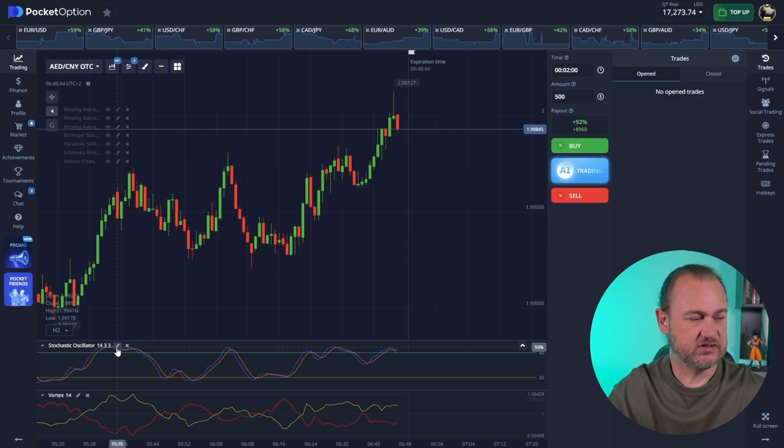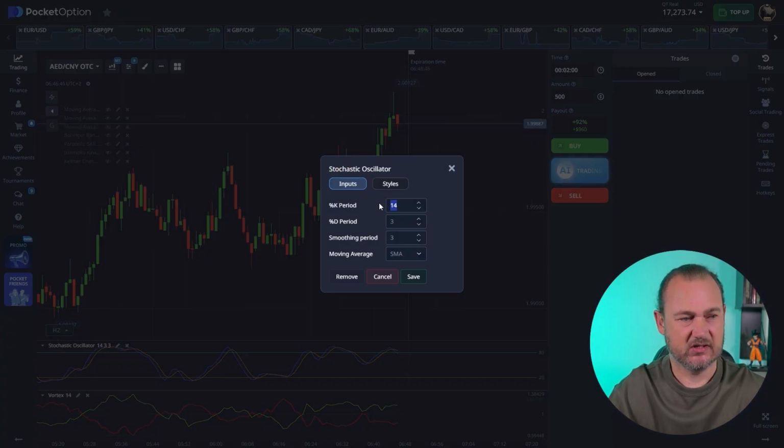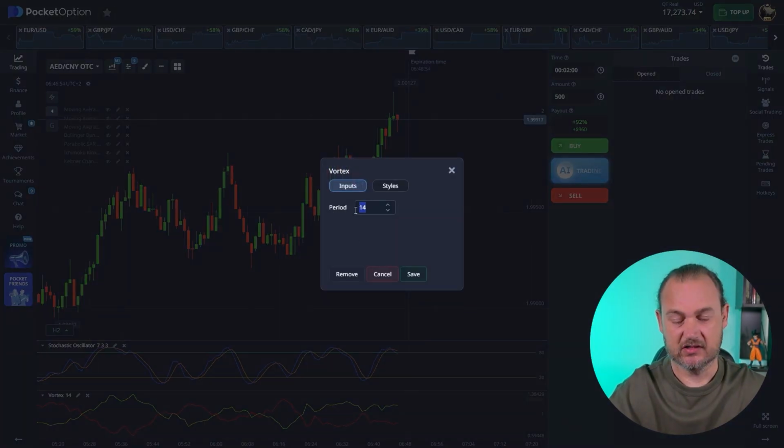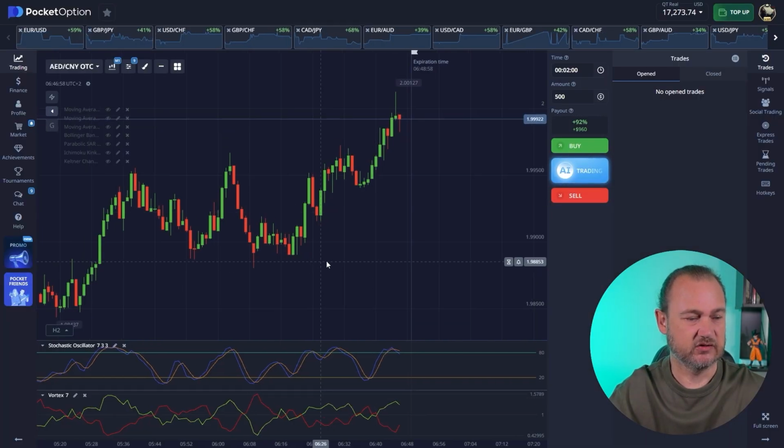We're going to make some changes to the indicator settings. We're going to set the K period for the stochastic to 7. We're going to leave the rest as it is. And then we're going to also change the vortex period value to 7 as well. And that's what we're going to do here.